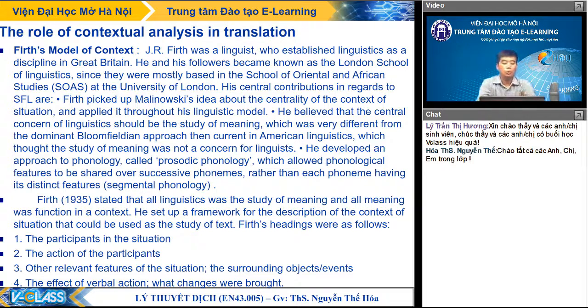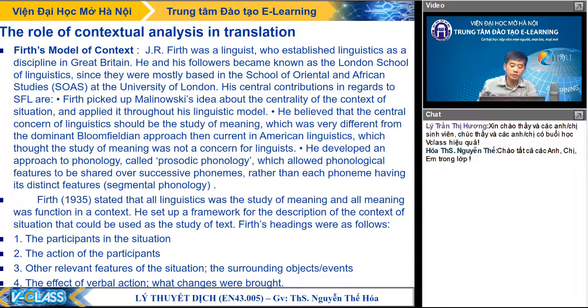First, he stated that all linguistics was a study of meaning, or that meaning was a function in a context. Now, the first heading was as follows. The participants of the situation. When we do the translation, we have to pay attention to several matters. The first matter here is the participants of the situation. Second, the action of the participants. We have to consider the action. And the third, the other relevant features of the situation, the surrounding objects and events.